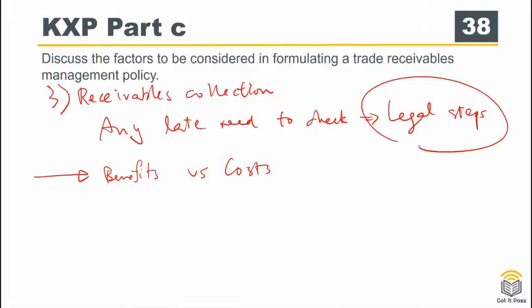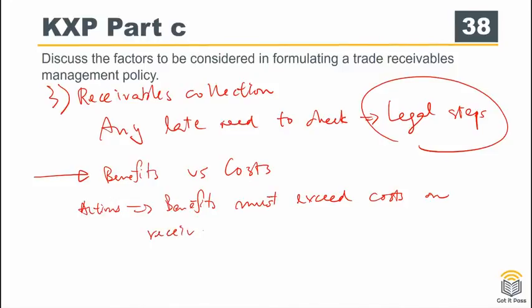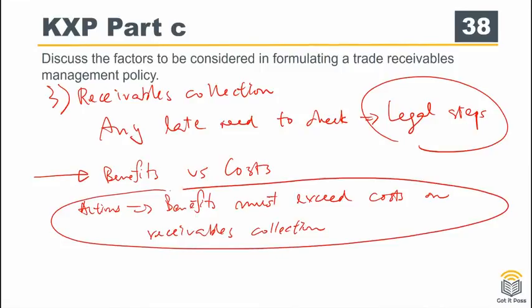For any receivables collection action, any actions, the principle is benefits must exceed cost on receivable collection. Okay, it's the basic principle that we have to understand.